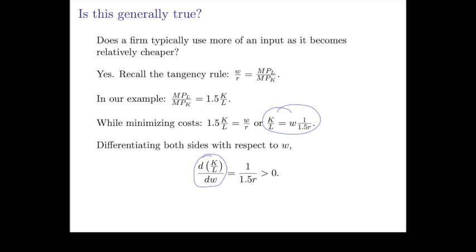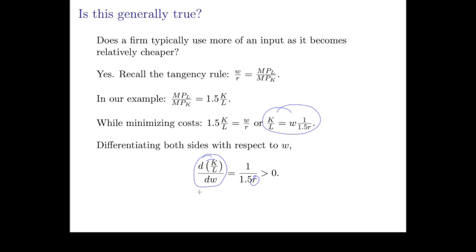So if you take the derivative of both sides with respect to W, so take the derivative of K over L with respect to the wage rate, we get 1 over 1.5 times R. What is R? It's the rental rate, which is a positive number. So 1 over 1.5 R is a positive number.